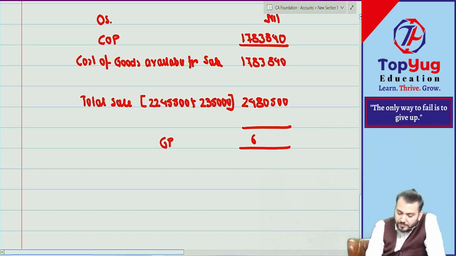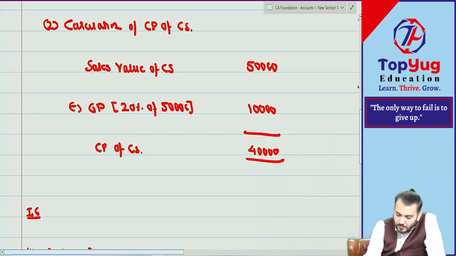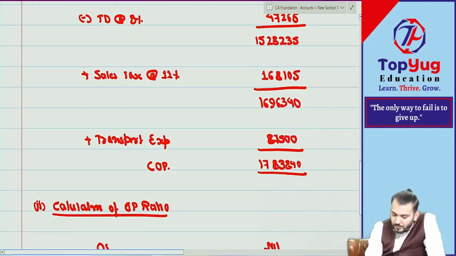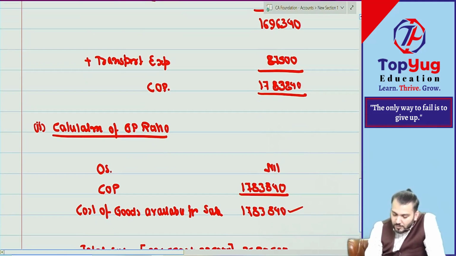6 lakh 96,660. Okay. 6,96,000. How 69? It is 840. Have you written something wrong? It is not correct.